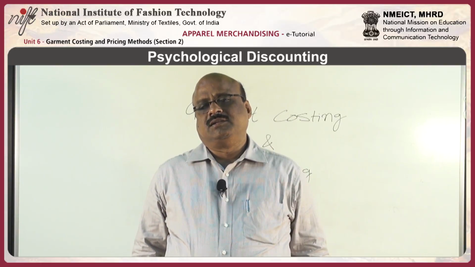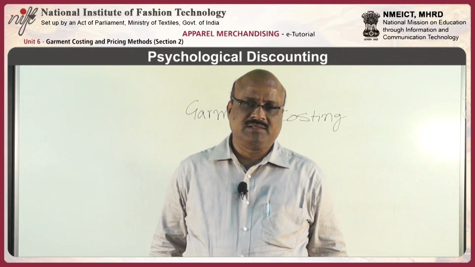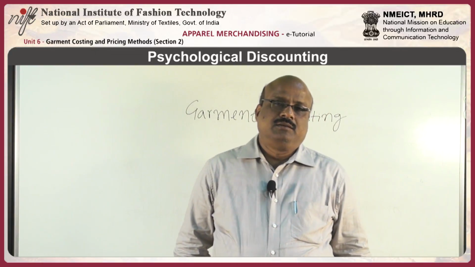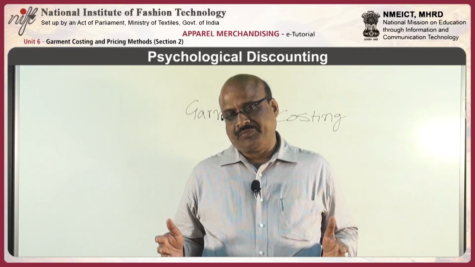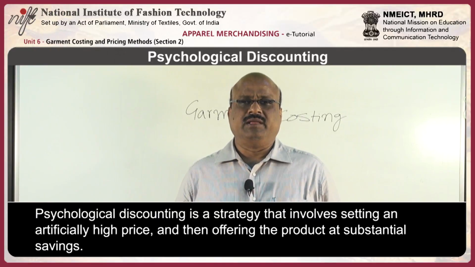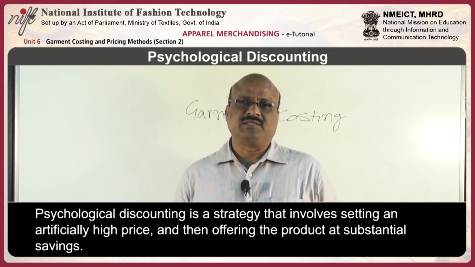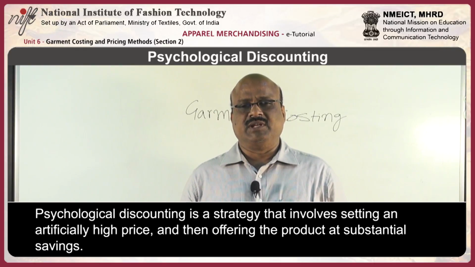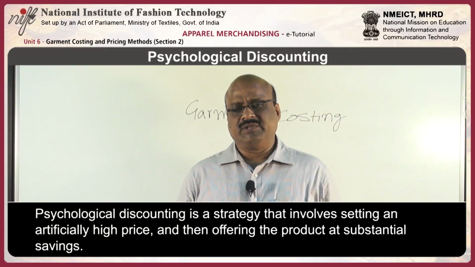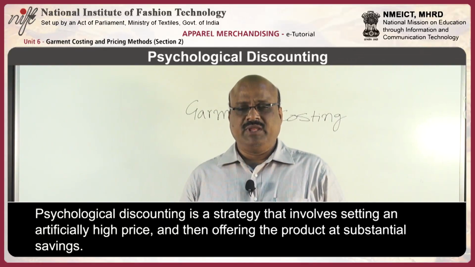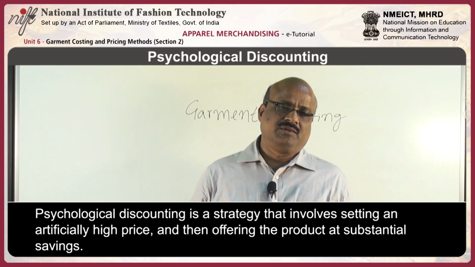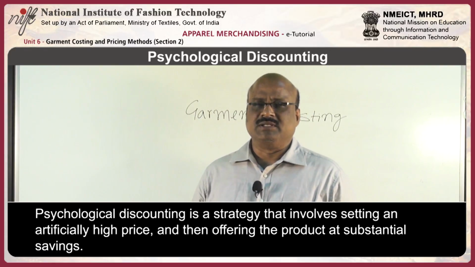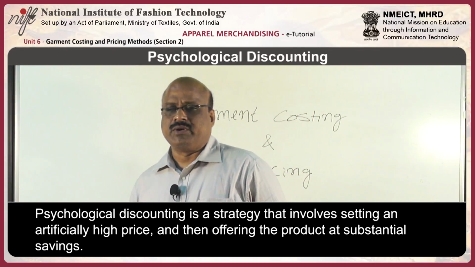The next thing is psychological discounting. So what is psychological discounting? Psychological discounting is a strategy that involves setting an artificially high price, and then offering a product at a substantial savings. So that means you jack up the price and then reduce the price. This is basically psychological discounting.